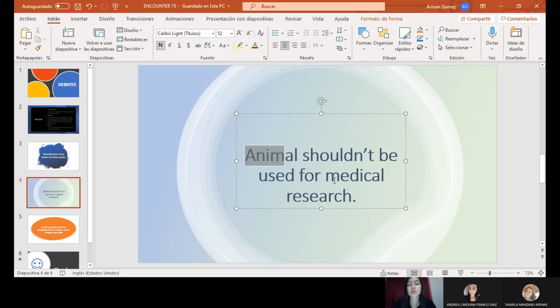Okay. So yes, you are in favor of this statement: animals shouldn't be used for medical research. Okay, teacher. And Daniela is cons, or against this statement.